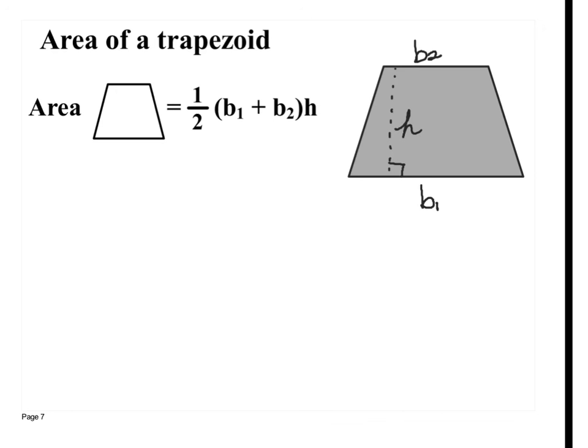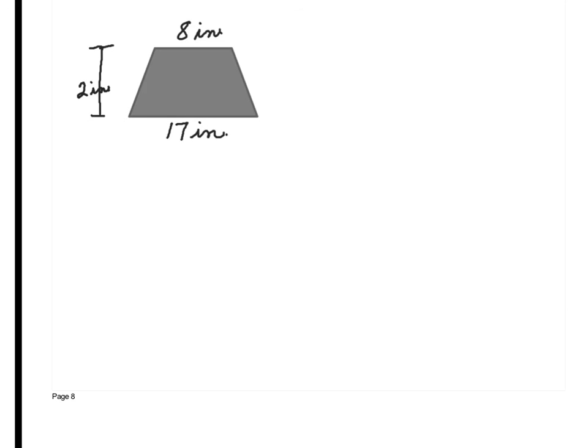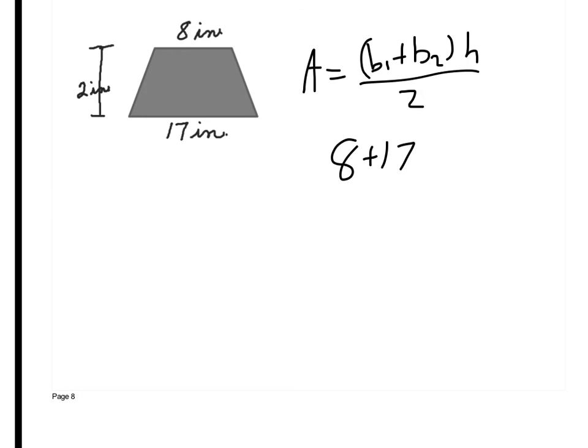So, let's do this problem. Write down the formula for area of a trapezoid. It's half of the bases added up, the sum of the bases times the height. So, half of base 1 plus base 2 times the height. My base 1 and base 2 are 8 and 17. The parallel sides are the bases. So, 8 plus 17, I multiply by 2 because that's my height, and then I divide it by 2.